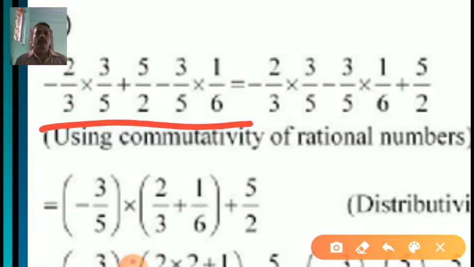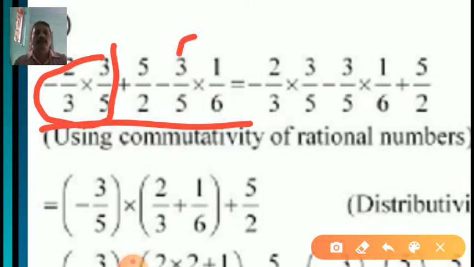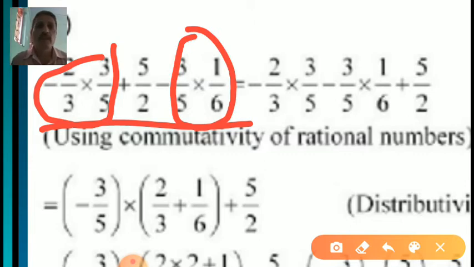Now student, be careful. Whenever you find the multiplication, you have to make a group of numbers. So this is one group of numbers, and this is the second group of numbers. And you can find operators plus or minus, that means addition and subtraction. Those are different terms. So here there are three terms: 1, 2 and 3. Yes, very good. These three terms are there.